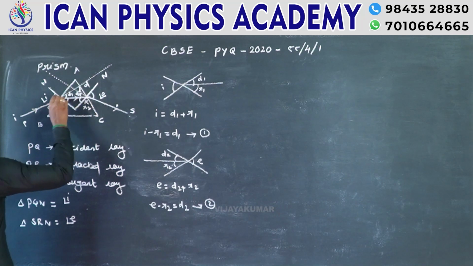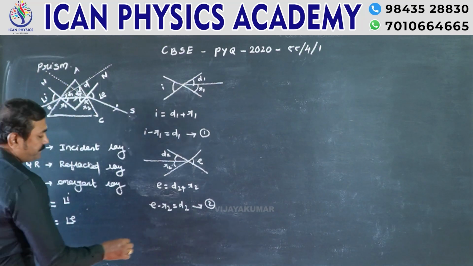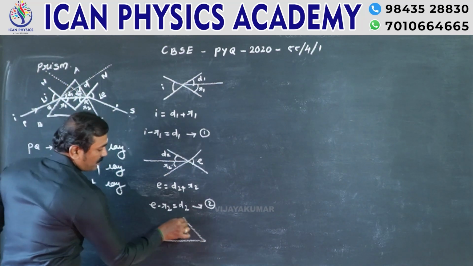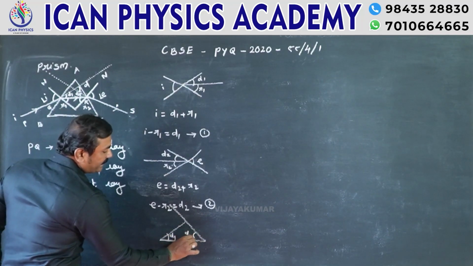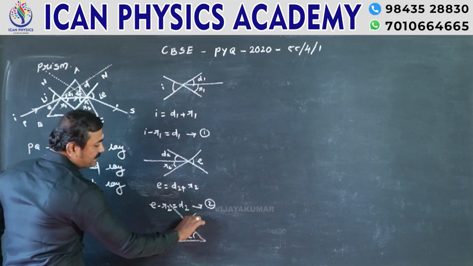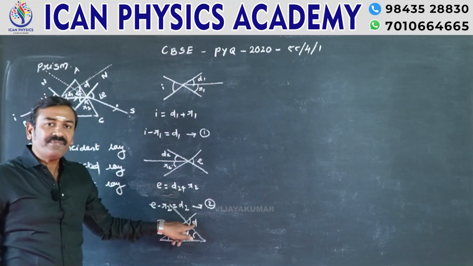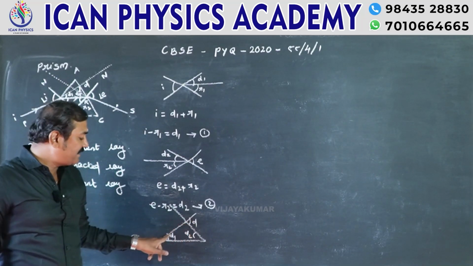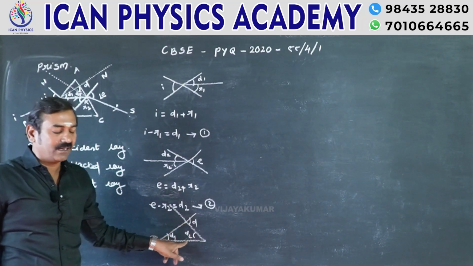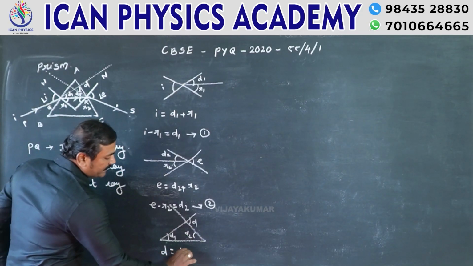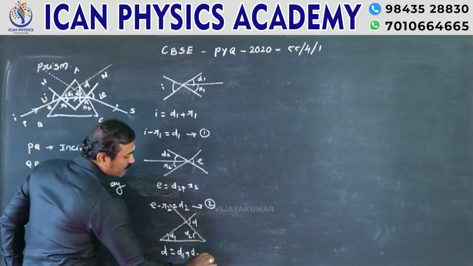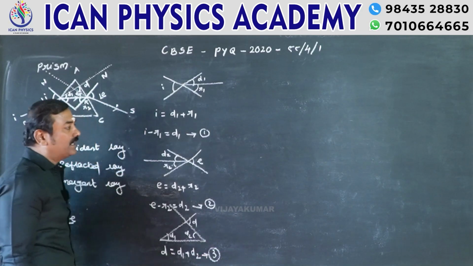Now look at this place. Here it is D1 and here it is D2. When it is extended, it is 2. The exterior angle is equal to the sum of the interior angles. So from that, what can we write? D equals D1 plus D2. This is taken as equation number 3.